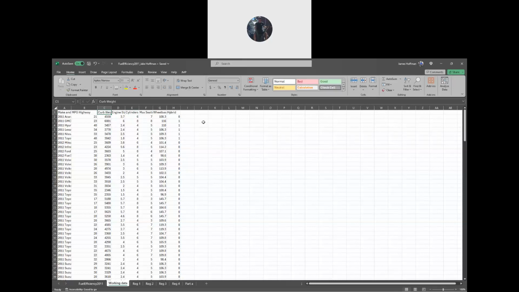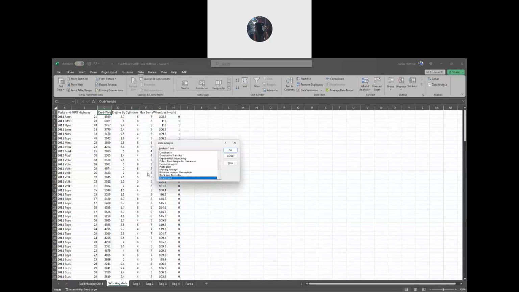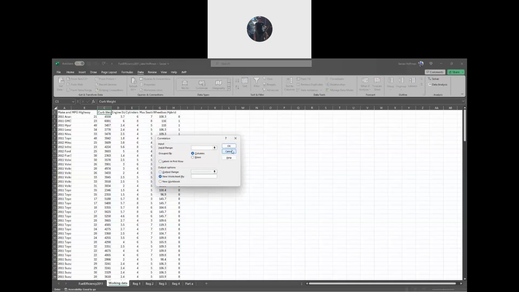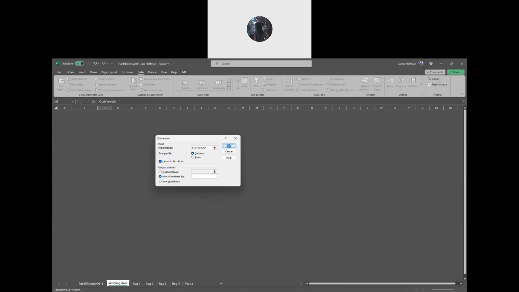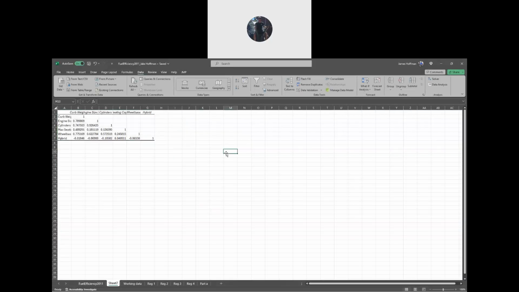Okay. So on working data, data tab, data analysis, correlation. Then the range is C to H, so C1 to H201. And then labels in first row. And then hit OK. I guess it did work.